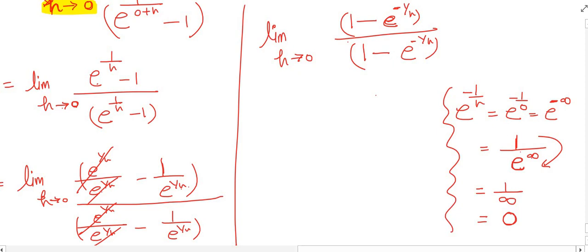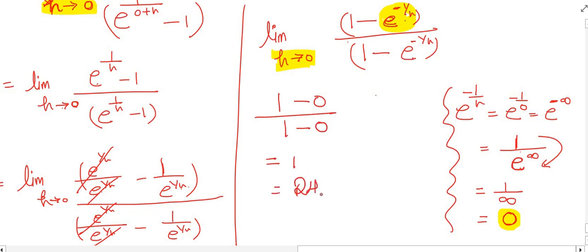So if h is tending to 0, e raised to power minus 1 by h becomes 0. Let me put it here directly: 1 minus 0 and 1 plus 0. So the answer is 1. This is my RHL value. I hope you are done.